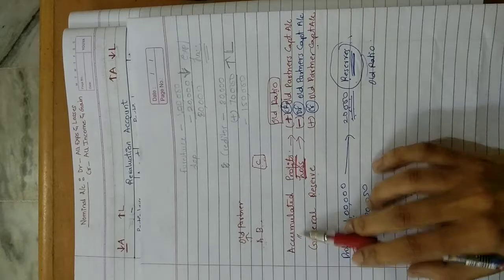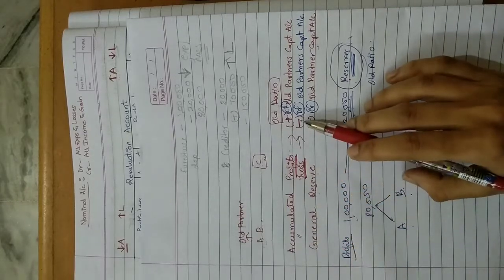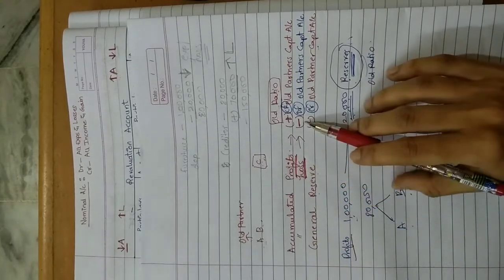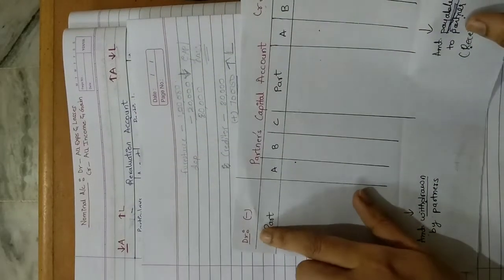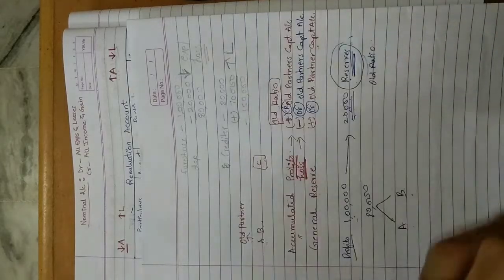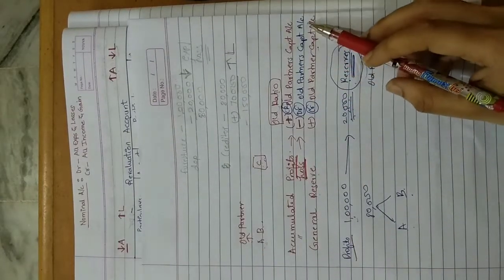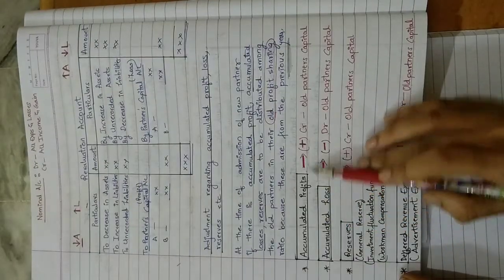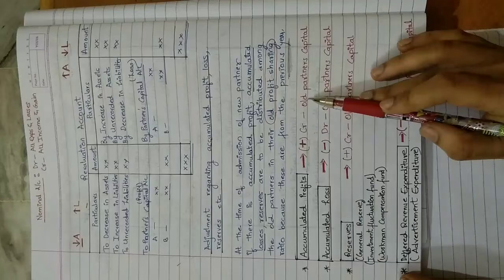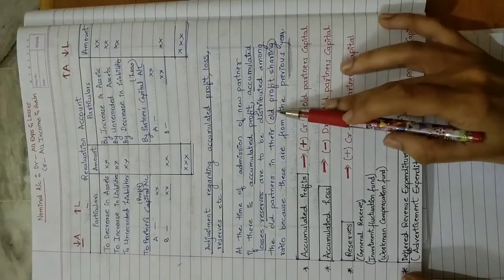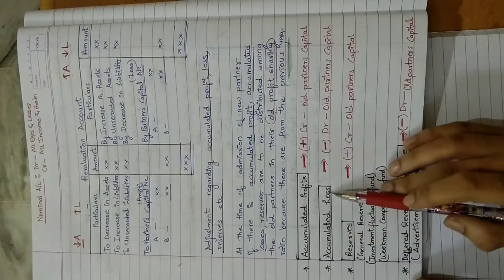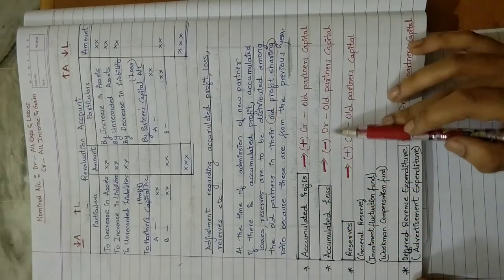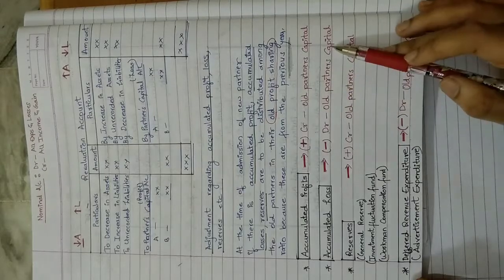And if there is any accumulated loss, then that has to be deducted. Loss means it has to be deducted. Deduct means what in a partner's capital account? Deduct means debit. So it has to be debited in the old partners' capital account. That's what I have written here, students. Accumulated profit will be added, that means credited to the old partners' capital account in the old profit sharing ratio. You have to keep this in mind. Accumulated loss is deducted, that means debited in the old partners' capital account.